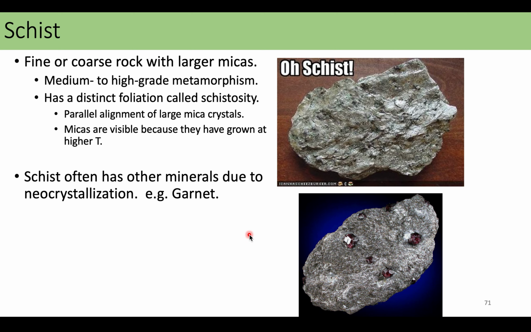So schist can also have other minerals that have grown due to neocrystallization. So here is another example of garnet, which is that red mineral that grows from neocrystallization.